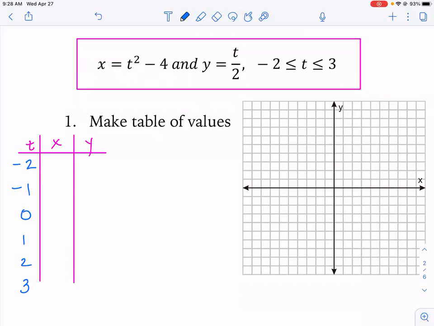Okay, so help me out. When we plug -2 in for t, let's come up here to x equals t squared minus 4. What do we get? Help me out. What do we get? 0. And when we plug t as -2 into this y equation, y equals t over 2, what do we get? Okay. Now let's plug in -1. When we plug -1 in for t, what is our x coordinate? And what is our y coordinate?